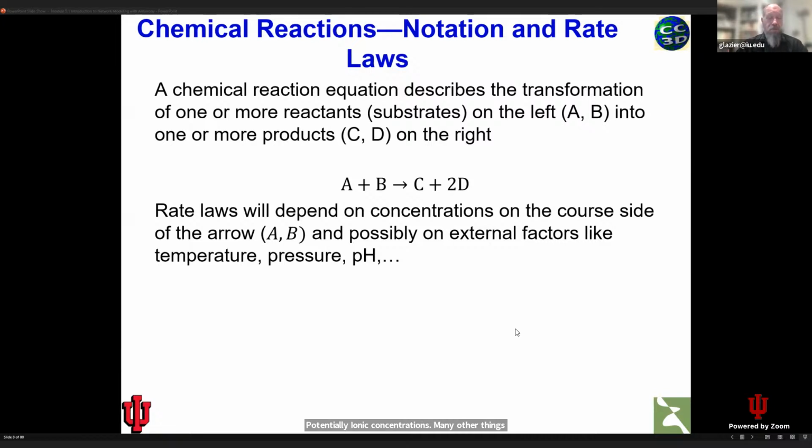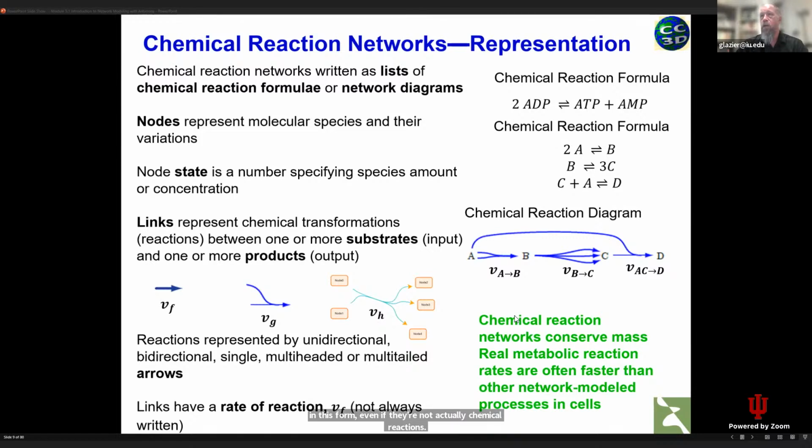But fundamentally, we have a concept of a chemical reaction. And that concept of a chemical reaction is going to be the way we're going to analyze networks. All networks can be analyzed in this form, even if they're not actually chemical reactions. And we'll see that in a minute. When we write chemical reactions, we have nodes that represent molecular species. We have a choice about whether we represent the state of the node as the amount of the species or the concentration. Typically for chemicals, we use concentrations for chemical reactions because the rates depend on concentration.